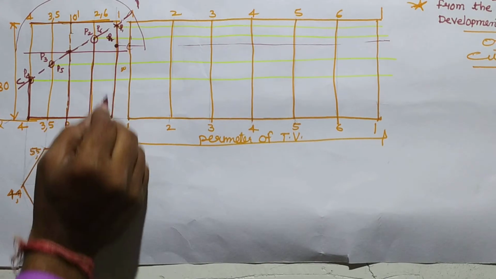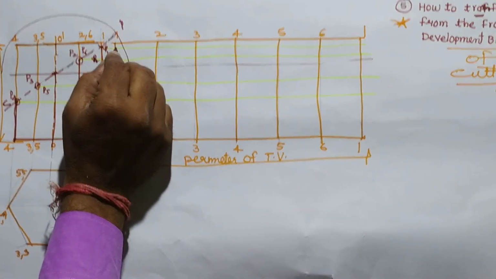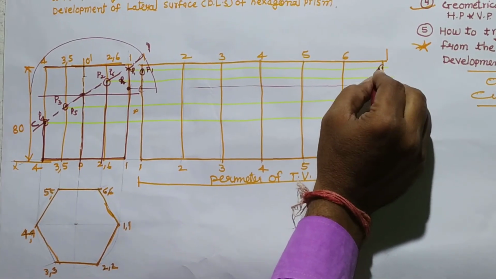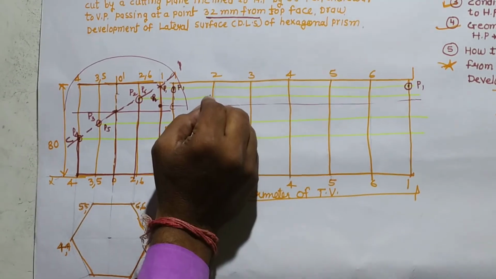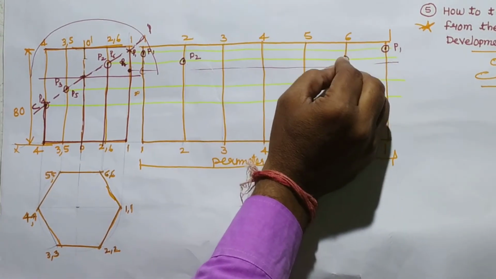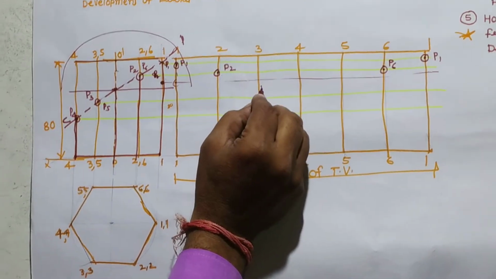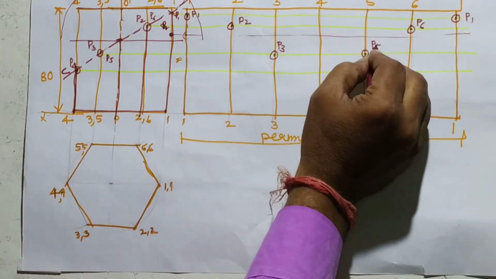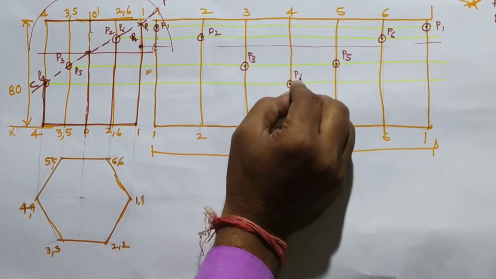P1 lies on the vertical edge 1, 1. Here is the vertical edge 1, 1, so I will name it as P1. Second, P2 and P6. Here is 2, 2, so I will mark a P2 here. And here is the P6. This is the point P3 on the 3, 3 edge. This is the point P5 on the 5, 5 edge. This is the point P4 on the 4 edge.